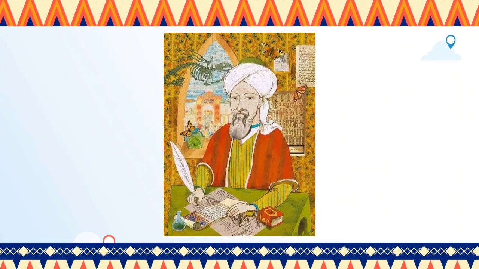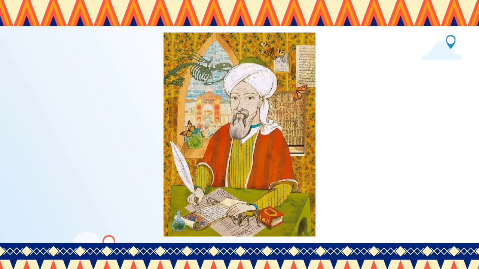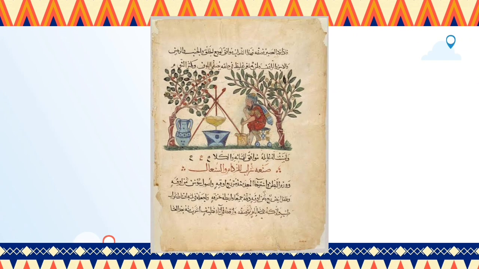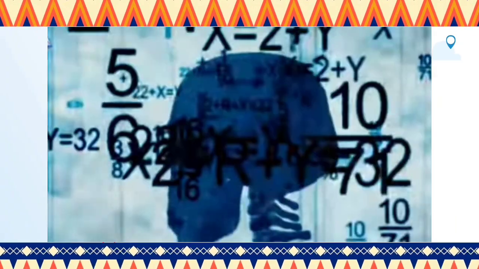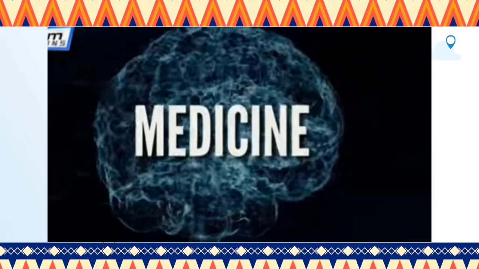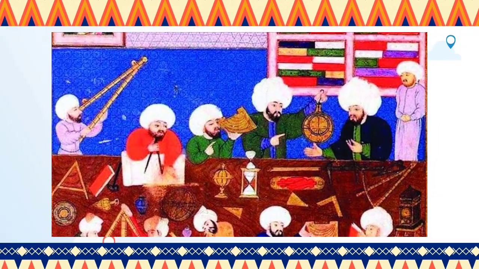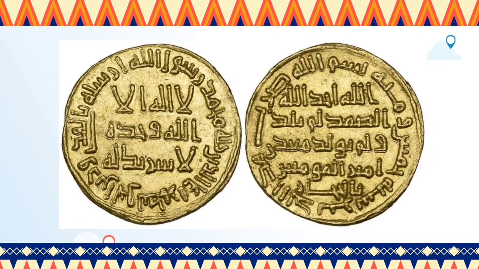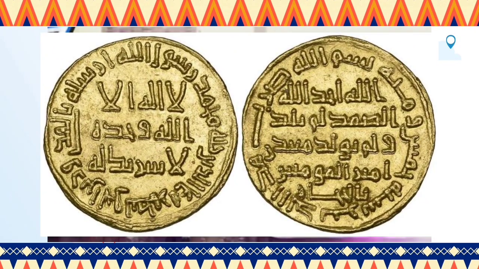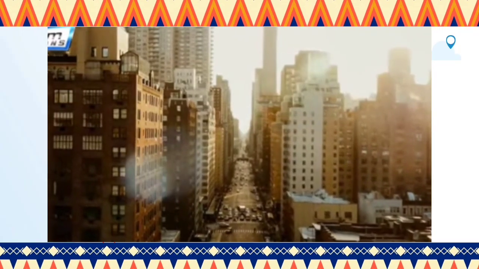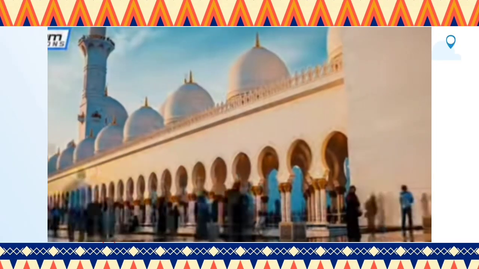Classical Greek, Roman, Persian, and Indian texts were translated into Arabic, preserving and enhancing global knowledge in medicine, astronomy, mathematics, and philosophy. And the use of a common language, Arabic, along with currency and legal systems, helped integrate markets, similar to how globalization today relies on international standards and cooperation.